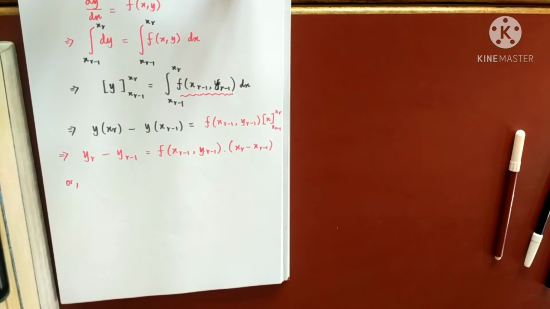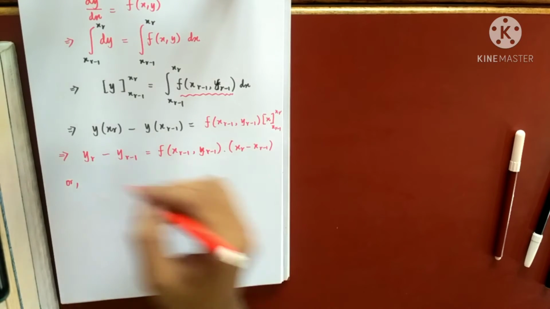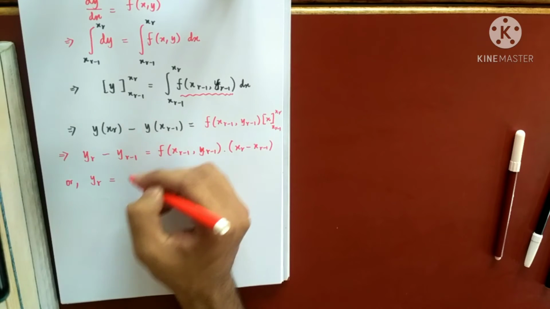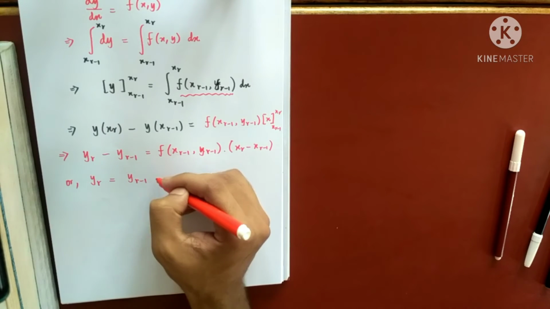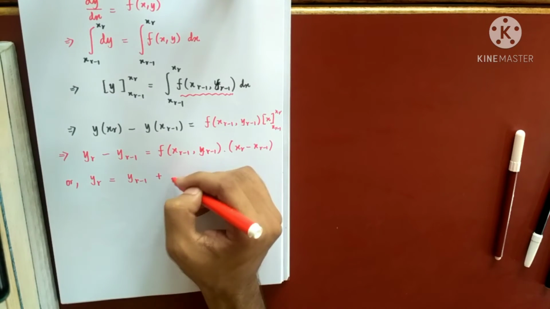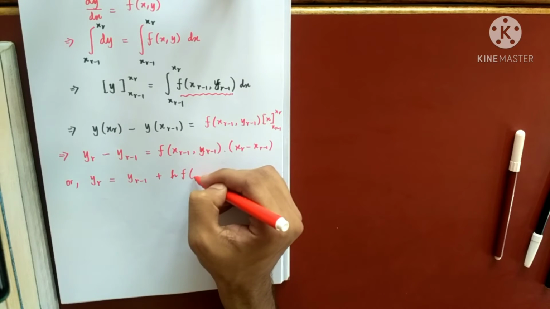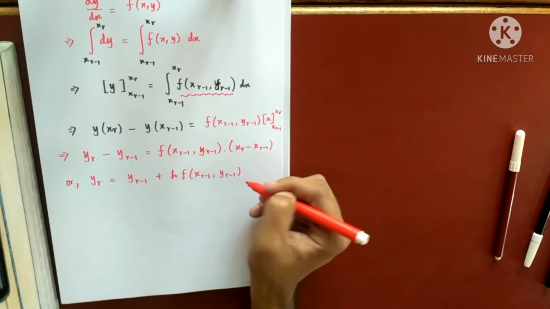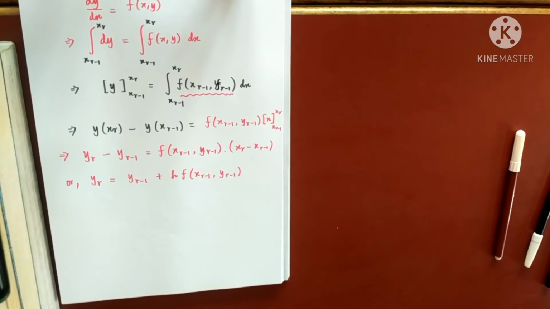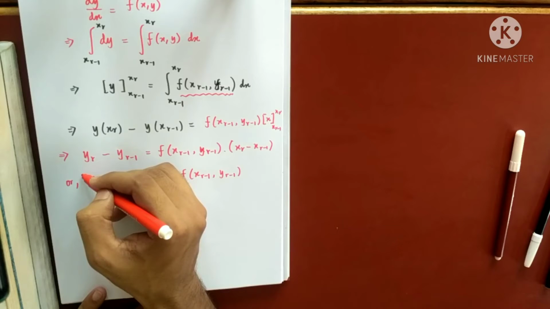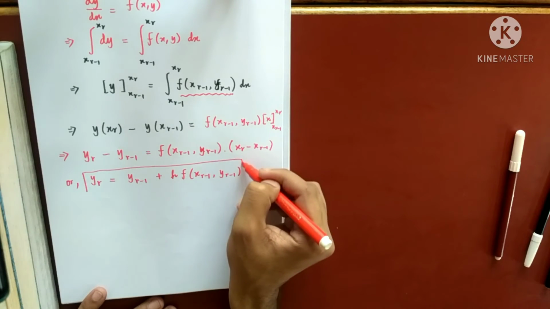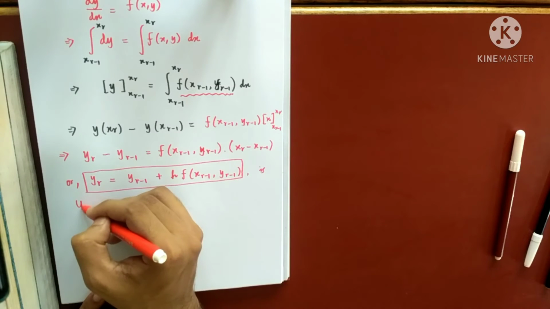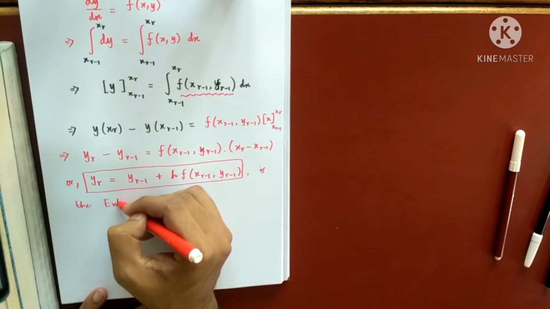It is h because the step length, so it is h, right? So what I am getting, yr equals to, I'll send this on the right hand side, so this will become plus h times f of xr minus 1, yr minus 1, and this is the Euler's iteration formula.